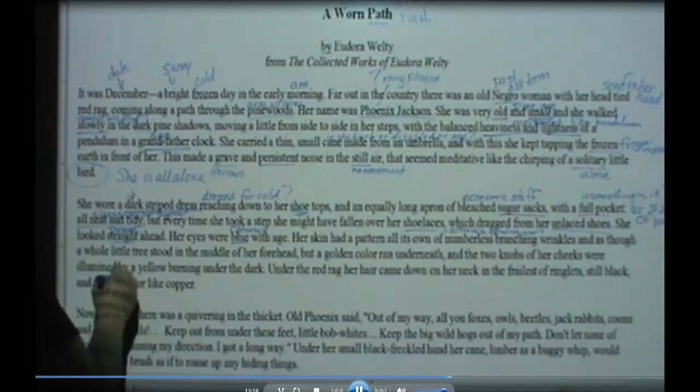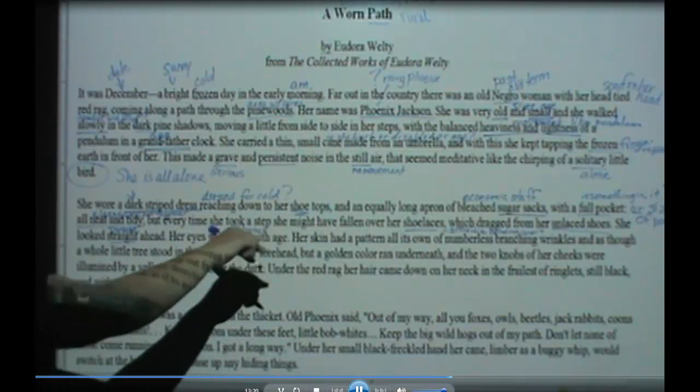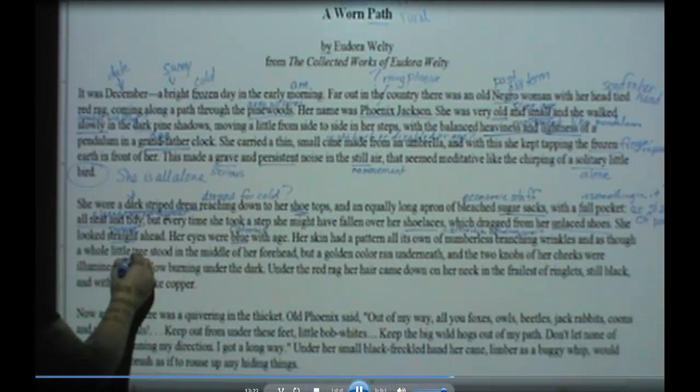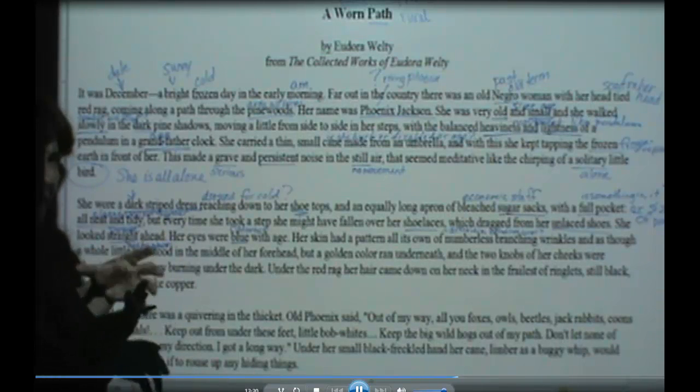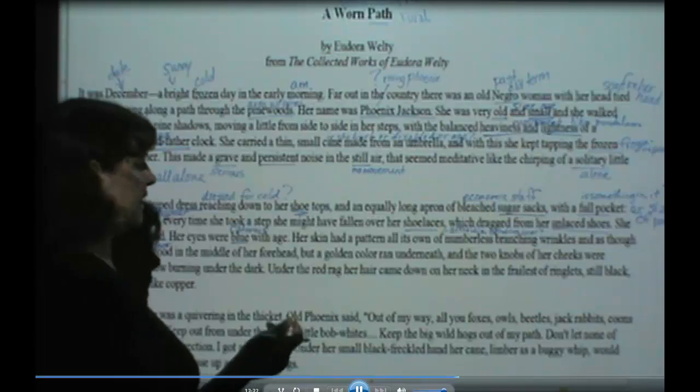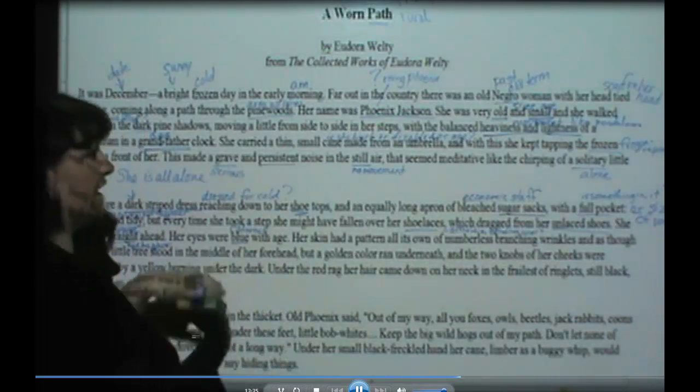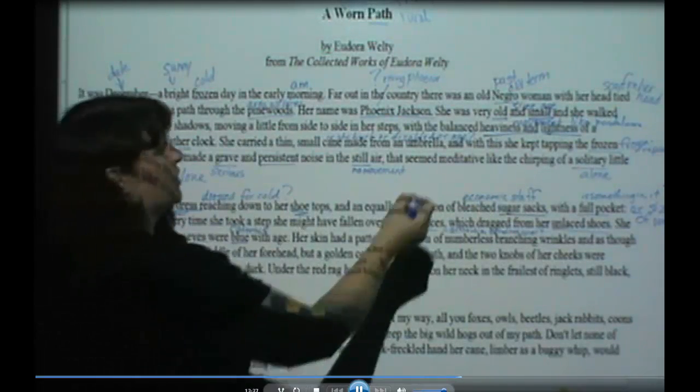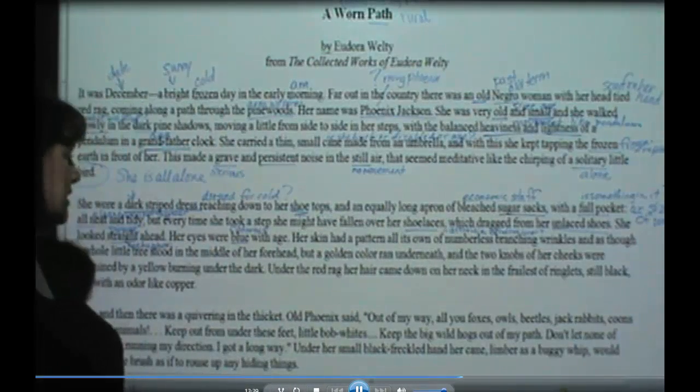Okay? This is a nice image. When we compare the wrinkles to the little tree here, we have what we call a metaphor. And it's a great way for Welty to give us a true image of just how wrinkly she is, and to reinforce the age when she's constantly saying things like she's old.